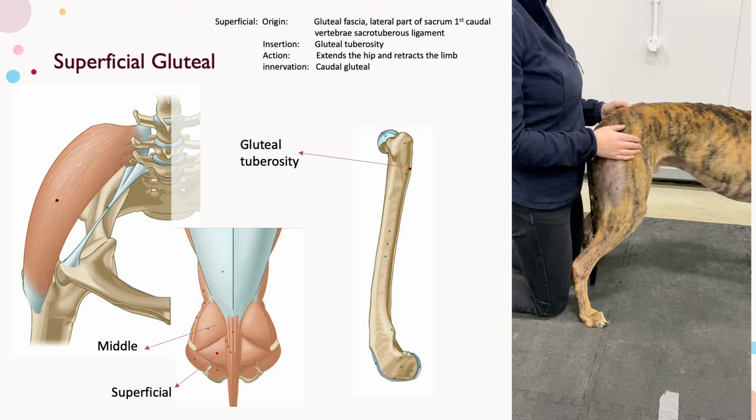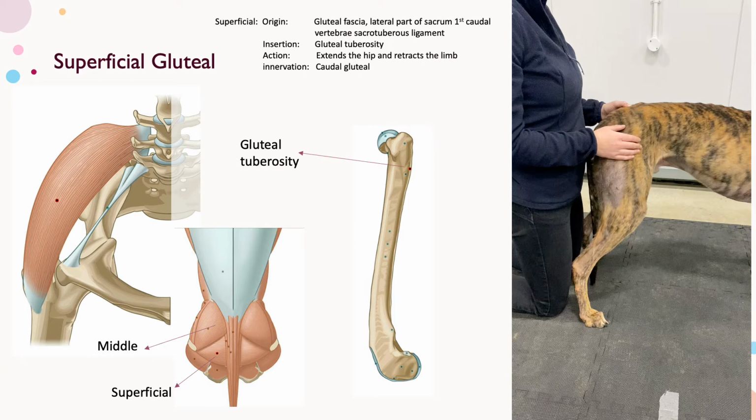So that's a lateral image of the femur there. And you can see that it's a very caudal point on the actual femur. So that's why it's quite far back. And because the superficial gluteal comes in and wraps round back onto this bony landmark point, that's why it can retract the limb when it's contracted, and that's why it extends the hip, because it's got this very caudal insertion.